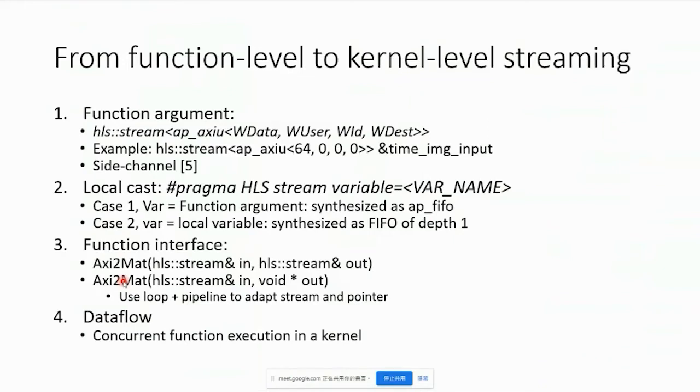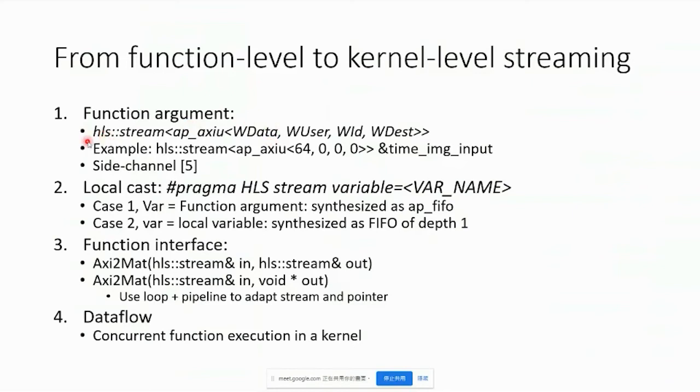Okay, another thing is that the tutorial mainly focused on the kernel-level streaming. However, in order to have good performance, we need to examine how the function calls occur in each kernel and how to implement those functions within a kernel. So here I highlight four things I think are important, and I tried to figure out these four things from the tutorial. The first is function argument.